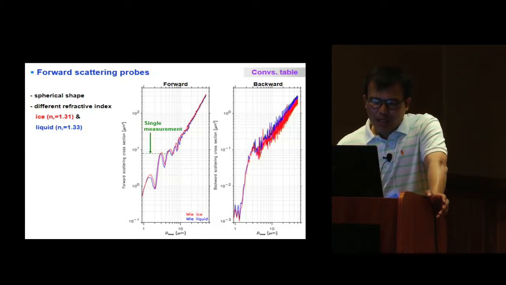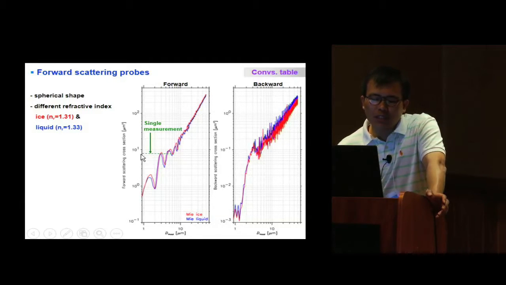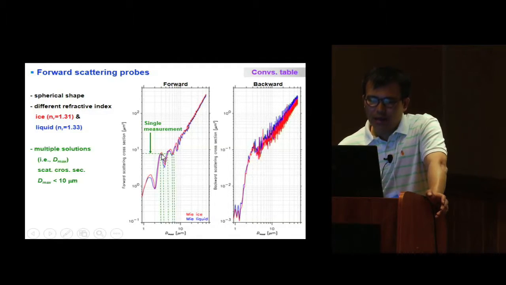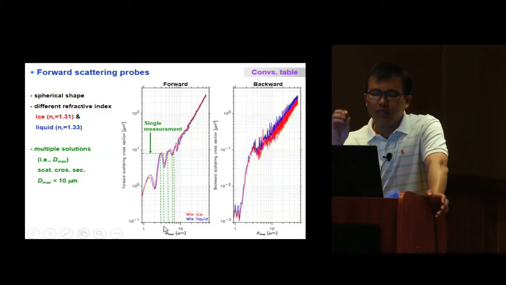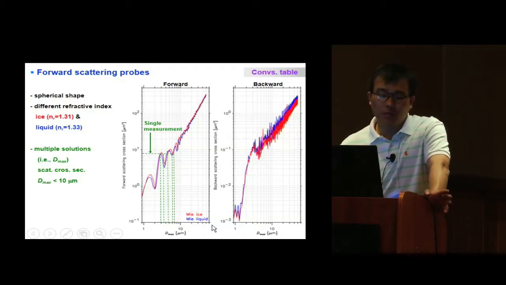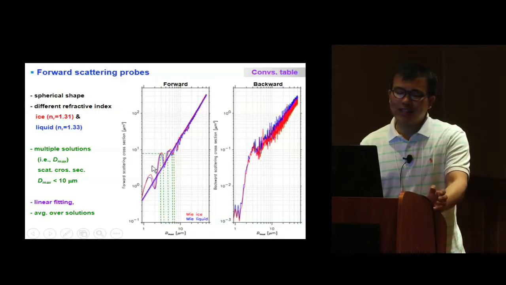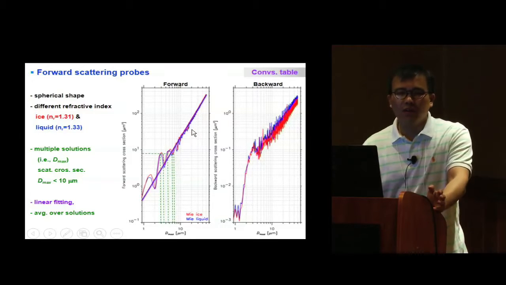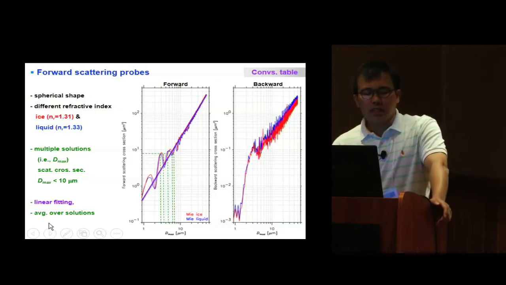And then what is the problem? When we have one single measurement here, multiple solutions are possible. So we can get multiple possible sizes for these particles, and this is a big problem. Right now, what we are doing is using a simple linear fitting curve to find one single solution, or we average over these multiple solutions.